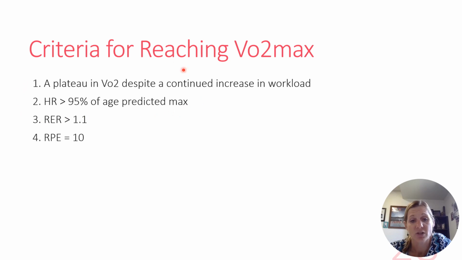Number two, we reached 95% of age-predicted max, which is why on those sheets that you fill out when you do the treadmill, it asks for, I can't remember if I have 85% or 95% on there, so that you have an idea of when they're going to reach their max or how close they are. Number three, RER greater than 1.1, and number four, an RPE of 10. So we can look at all of those and determine if that subject met 3 of those 4 criteria, and that would allow us to know.